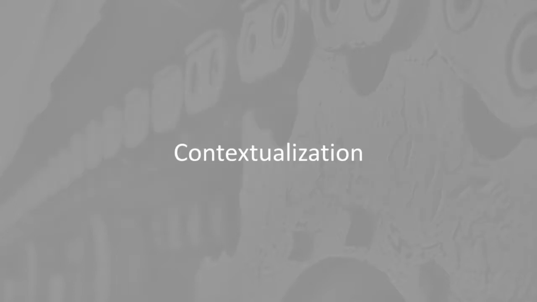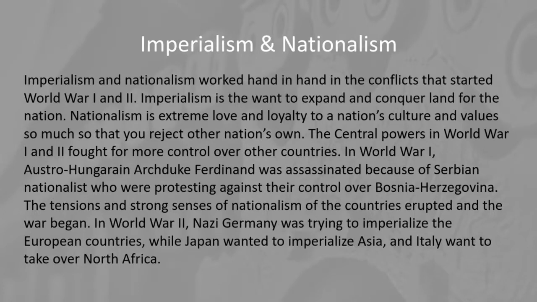Contextualization. Imperialism and nationalism worked hand in hand in the conflicts that started World War One and Two. Imperialism is the urge to expand and conquer land for the nation. Nationalism is extreme love and loyalty to a nation's culture and values, so much that you reject other nations' own. The Central Powers in World War One and Two fought for more control over countries.